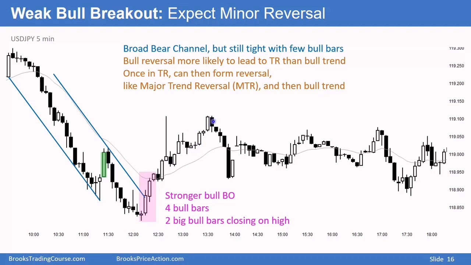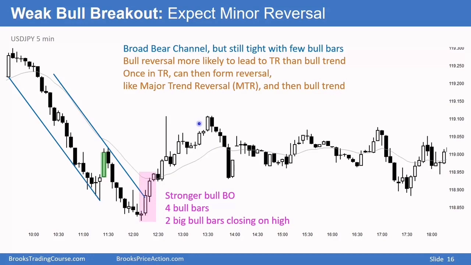In fact, it did become a reversal. You want to call it major, you want to call it minor. It was enough for traders to make a swing trade. I would call it a major reversal, but not enough to get above the top of the bear trend. And what we got was ultimately a trading range.